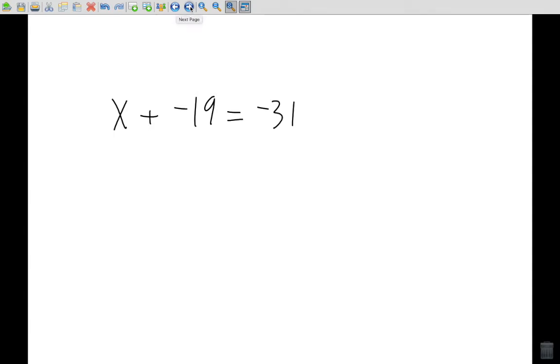Let's try another one. See if you know what is the correct first step. We're trying to isolate the variable. We want the variable all alone. So how do we get rid of negative 19? If you said add 19 to both sides, you are correct.